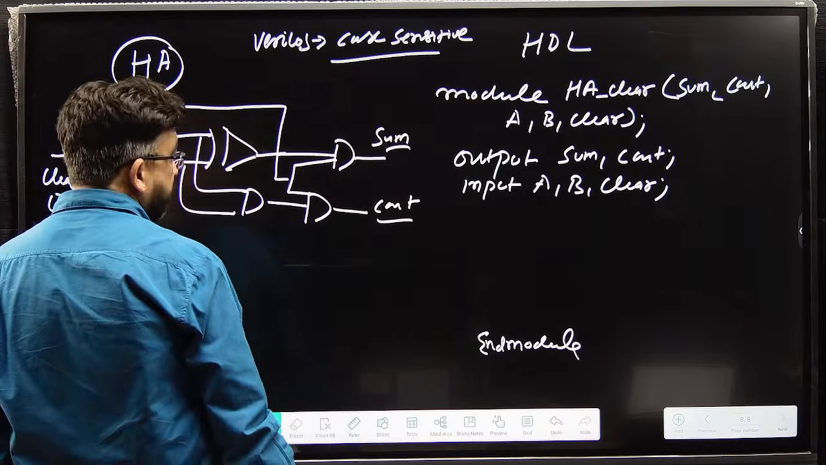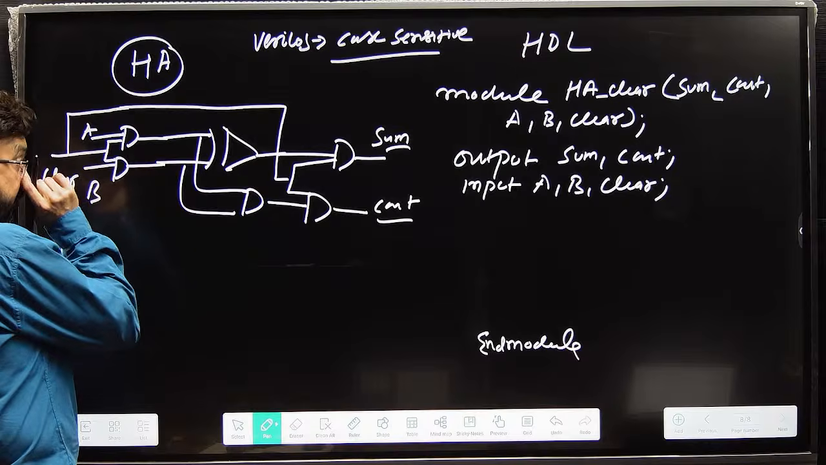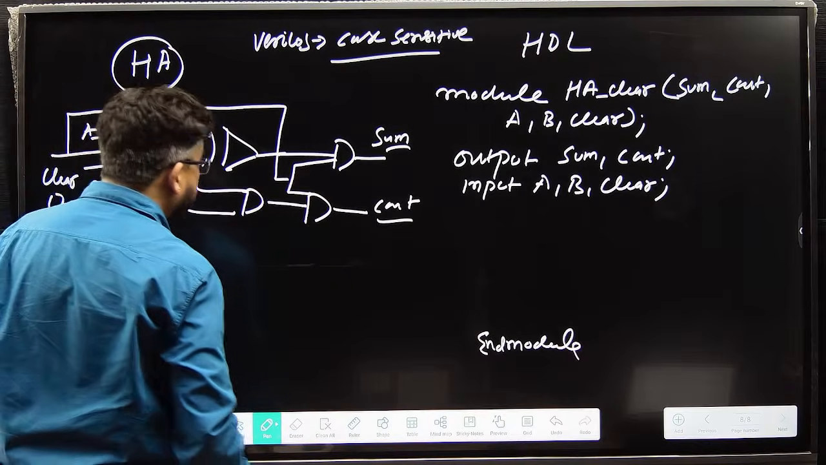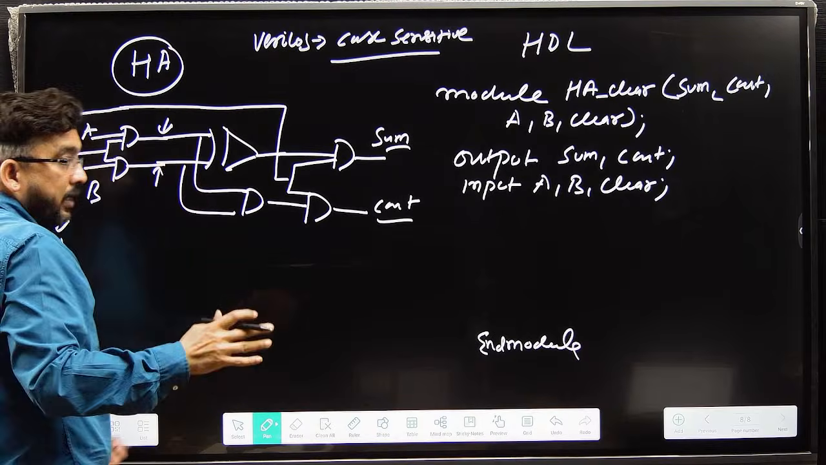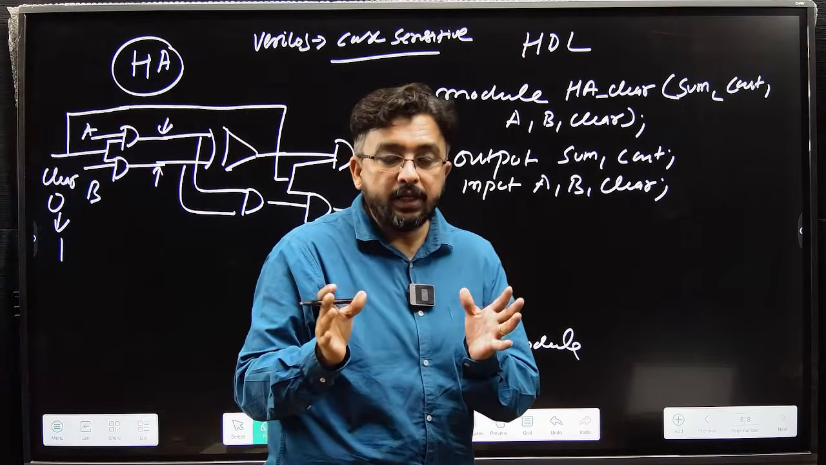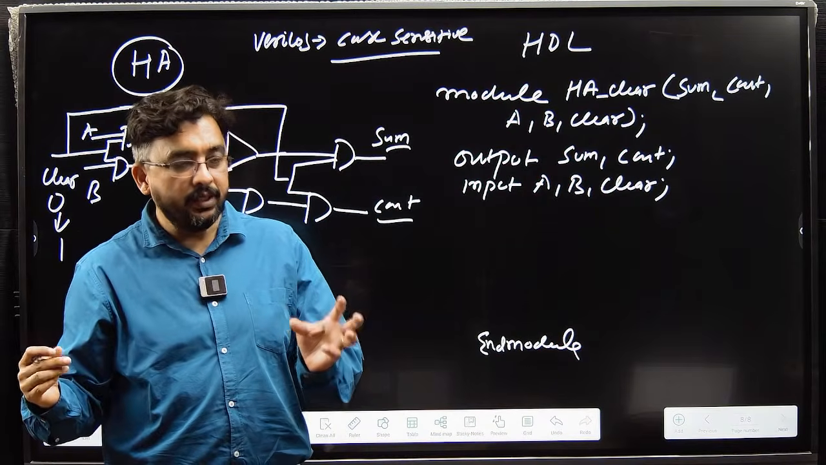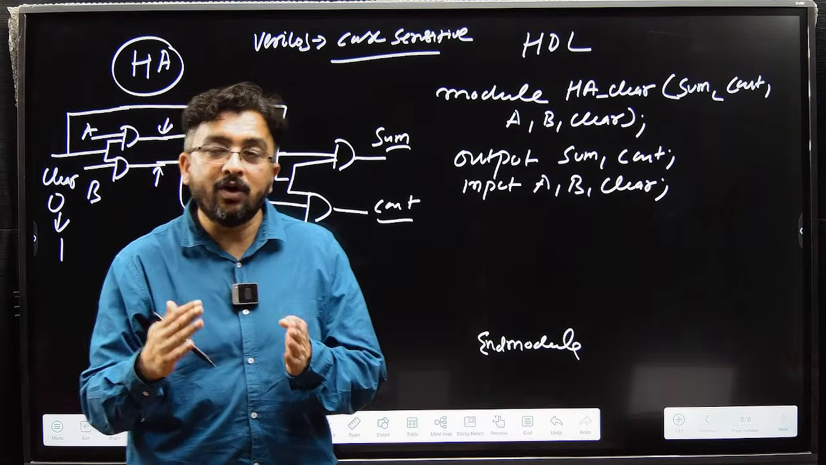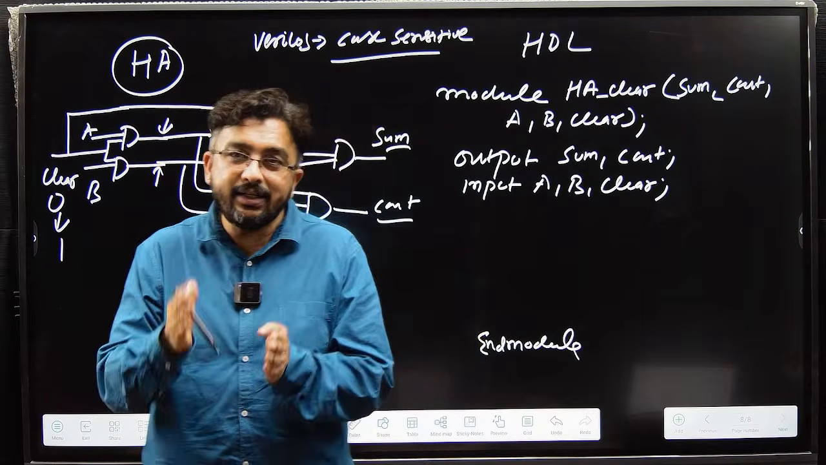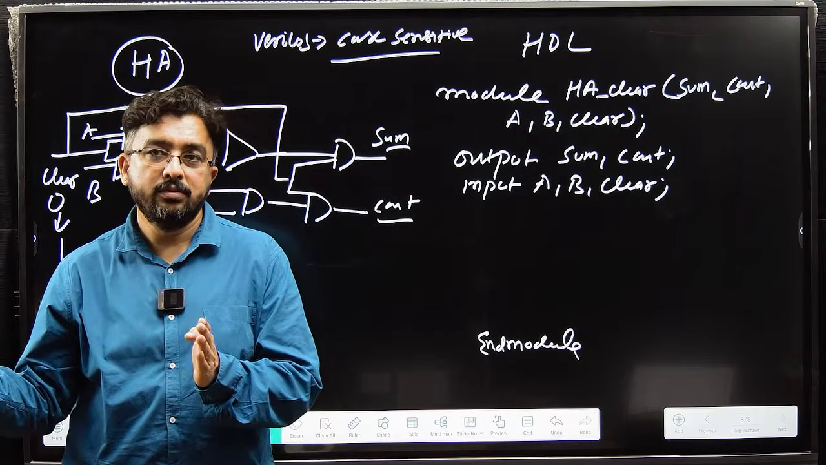Now, very important: the second important thing is that we have to define the wire. What is a wire? The intermediate signal between input and output is called a wire. That means the line which is not connecting directly with input or directly with output.